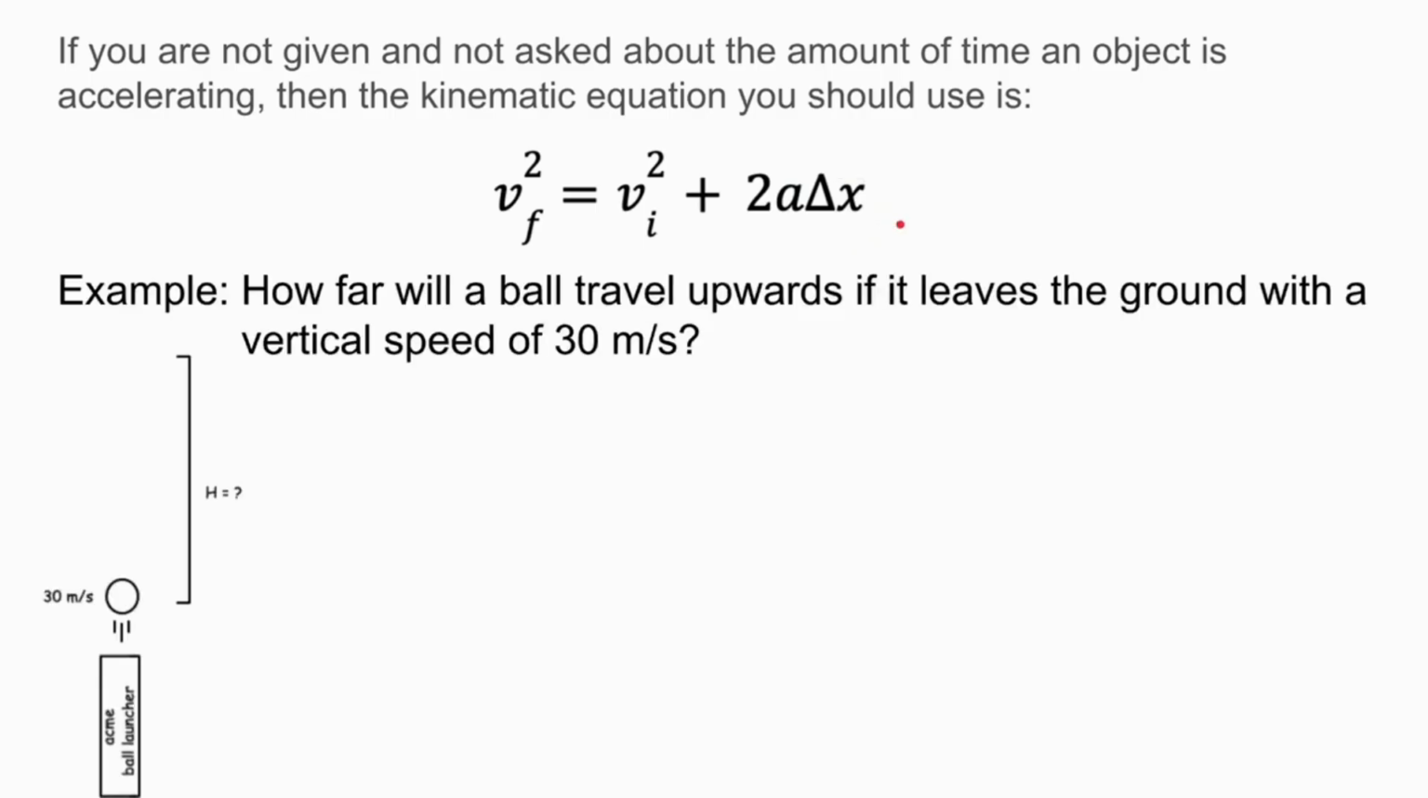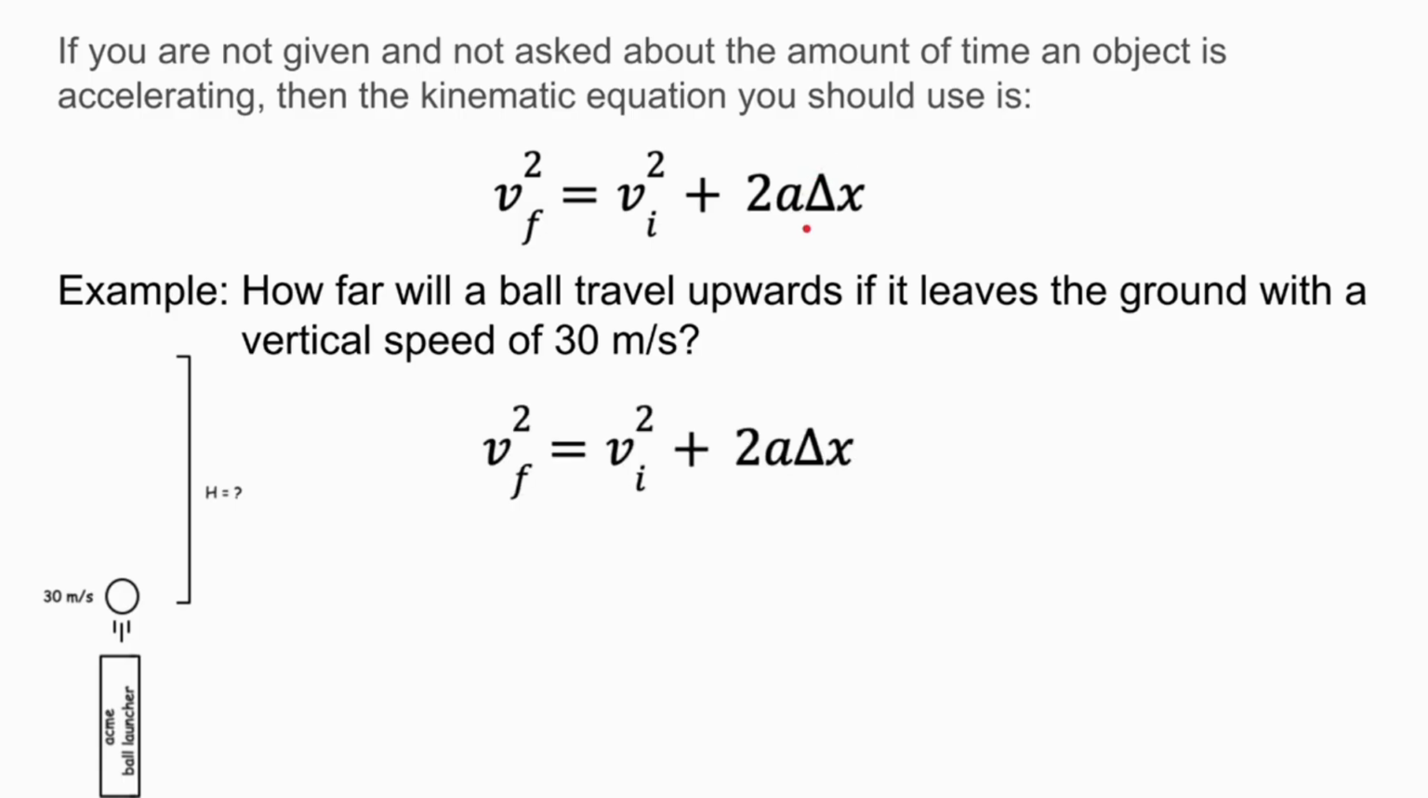Let's look at an example of a problem with this. I have a ball that's launched upwards at 30 meters per second in the upwards direction, and I'm asked to find out how high it is going to go. That's all I was told. Now, I wasn't asked about time, I wasn't told about time, so I know I have to use this equation. In order to use it, I need to know the final velocity, initial velocity, and acceleration, and I can solve for displacement.